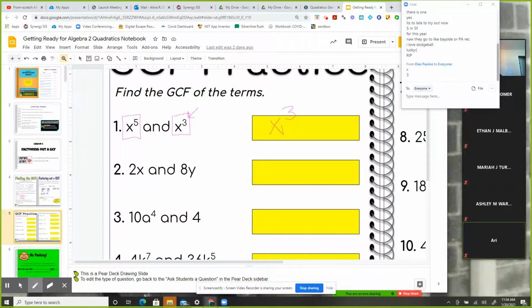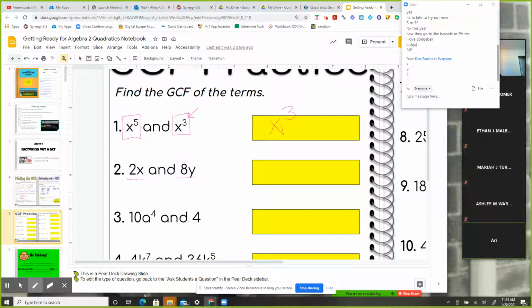Make sense? What can I divide both 2x and 8x by? What's the greatest common factor there? 4. 4 or 2? 4. Wait, no, you said the greatest common factor.